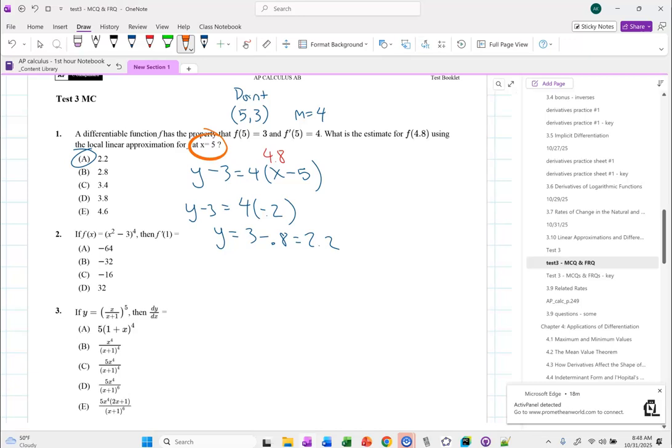Can you write an equation for a tangent line and use it to make an approximation? I think we've been writing equations for tangent lines for a minute, shouldn't be too bad. Still okay? Yeah, so that's kind of the gist of it. That's chapter 3. We'll do some review next week.